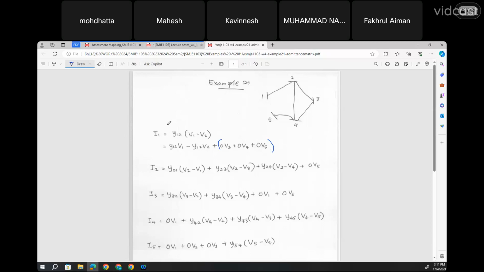That's for I1. Let's go to I2. See, for I2, we have 2,1. 2,1 means that the current is flowing that way.